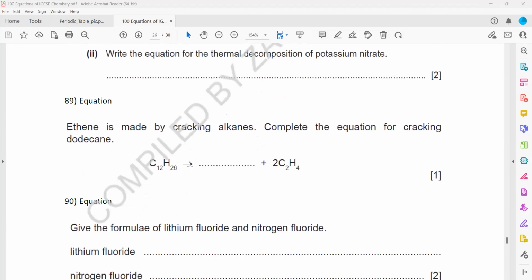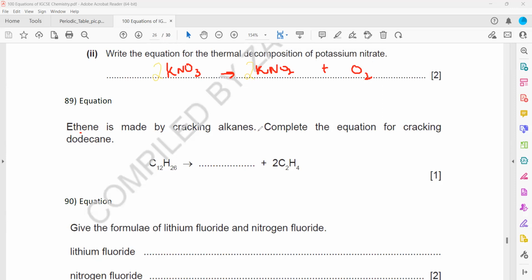Then write an equation for the thermal decomposition of potassium nitrate. If we heat potassium nitrate, what is the product? When KNO3 is heated, it will produce potassium nitrite, KNO2, plus oxygen, O2. Then balance this equation: put 2, so that the equation is balanced.